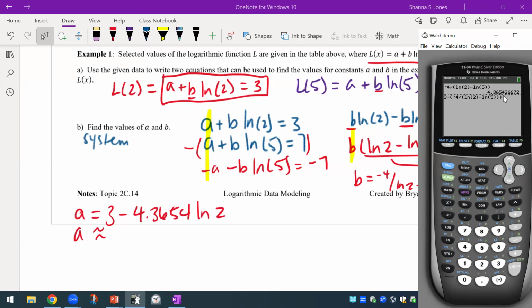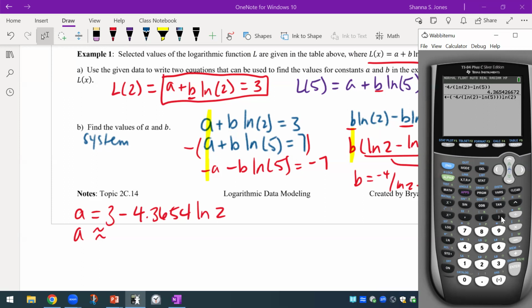The key thing is I protected it. I put it in parentheses. So I'll do it again. I typed in 3 minus parenthesis, and I want to get as close to the value as possible. So I'm going to go up, hit enter, close it, and now I'm going to type in natural log of 2.